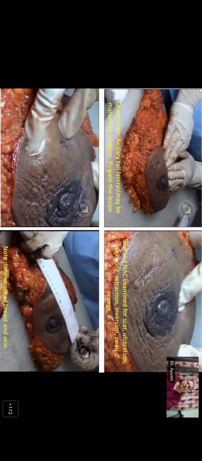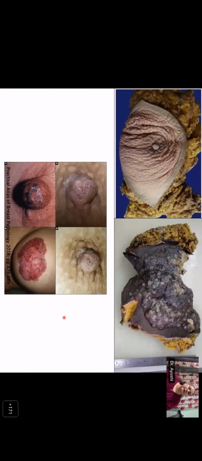We should grossly palpate the presence of the lesion and examine the skin and NAC carefully for any kind of scar, ulceration, puckering, retraction, inversion. Peau d'orange is more of a clinical phenomenon, but sometimes in extensive peau d'orange, we can identify it on the gross examination also. Presence of prior biopsy, suture or scar site is very helpful for us to identify that the tumor is most likely lying below in this area. We also have to note the dimension of the breast and the skin.